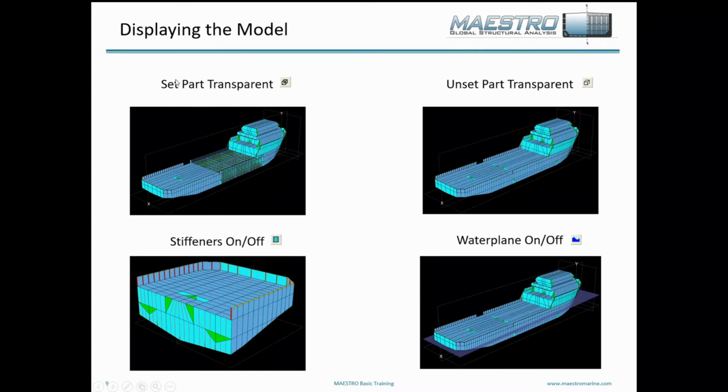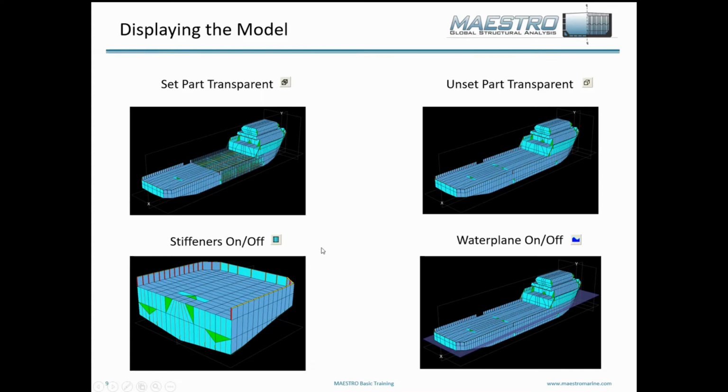There's an ability to set parts transparent, and this works on a module by module basis. If you click this button, you can click on a graphical module in there, and it'll turn the associated module in the tree transparent. This operation can also be done on items in the tree directly using a right click to bring up a menu in that tree window. And there's an associated unset part transparent, which will bring it back to a solid color.